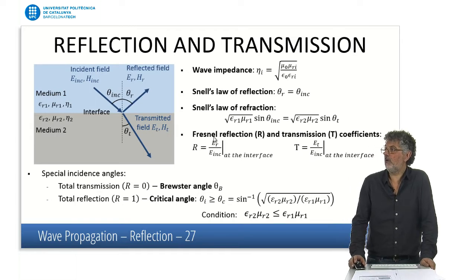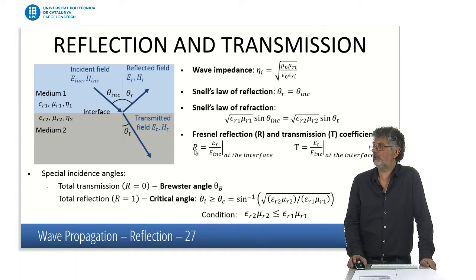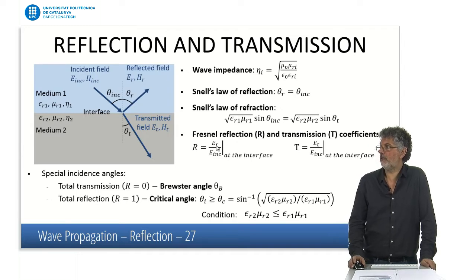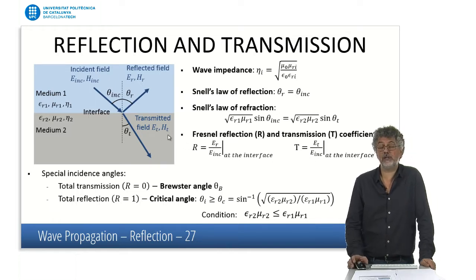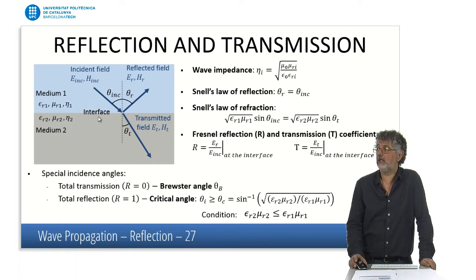Now, we'll define what we call the Fresnel reflection and transmission coefficients as certain coefficients that relate the reflected field with the incident field and the transmitted field with the incident field. And those coefficients actually relate those fields at the interface. So I have an incident field, and the reflection Fresnel coefficient relates the reflected field at the interface to the incident field at the interface.